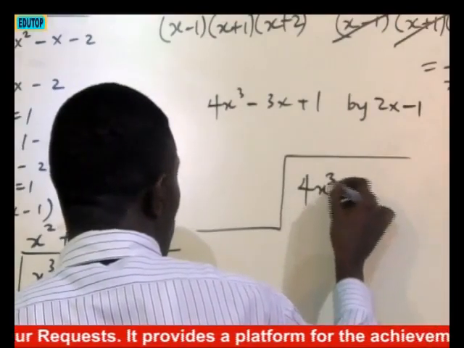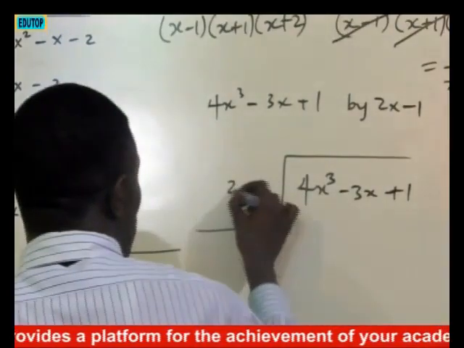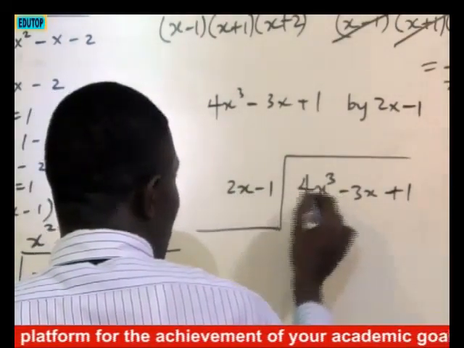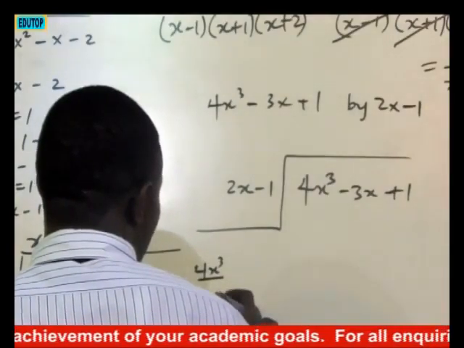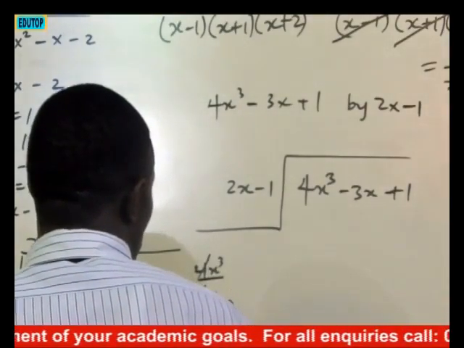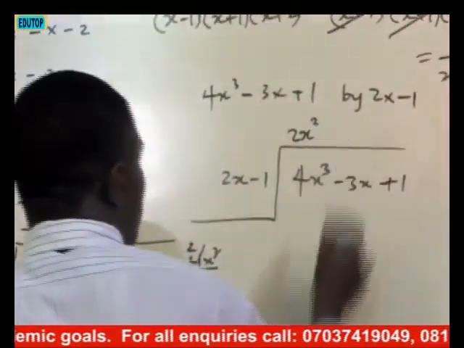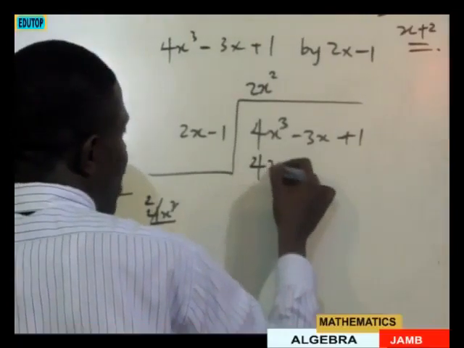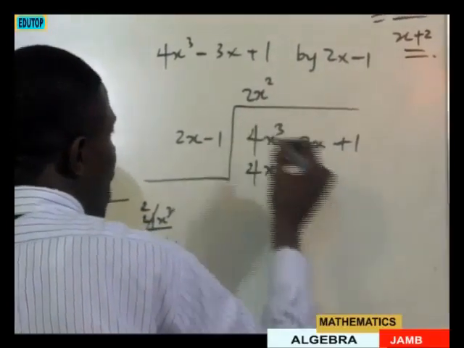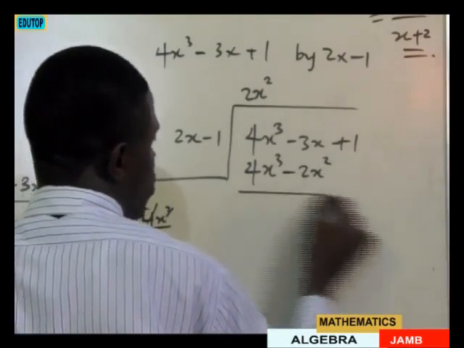That's 4x cubed minus 3x plus 1. I come here and write 2x minus 1. This divided by this, that's 4x cubed divided by 2x. 2 cancel, 2 in 4, 2. The x in it, that's 2x squared. So 2x squared multiplied by this gives me 4x cubed. This multiplied by this, I have minus 2x squared. So I subtract.